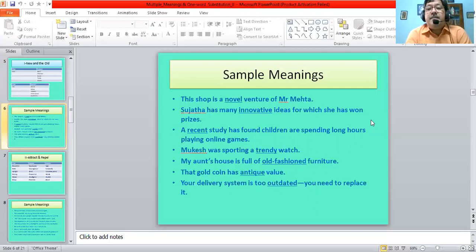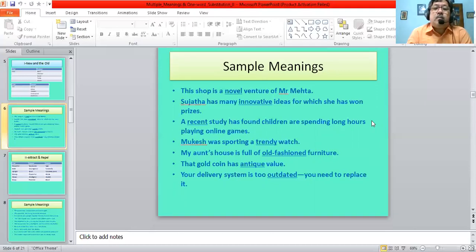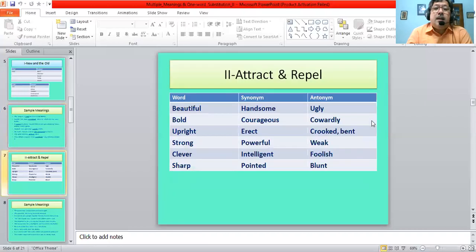So these are some sample sentences which illustrate the clusters of words leading to new and the old. Now let us look at a different cluster. Yes, now we will look at the cluster attract and repel, words relating to attract and repel.